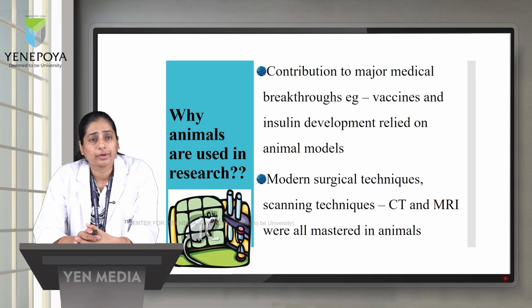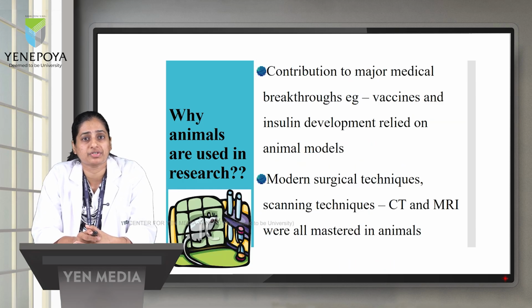If you look at the history, major contributions in the medical field have happened through animal research, that is the development of vaccines, insulin, penicillin, even modern anesthetic techniques, and surgical techniques like hip replacement, kidney transplant, heart transplant, blood transfusions, and scanning techniques like CT and MRI were all mastered by use of animals.